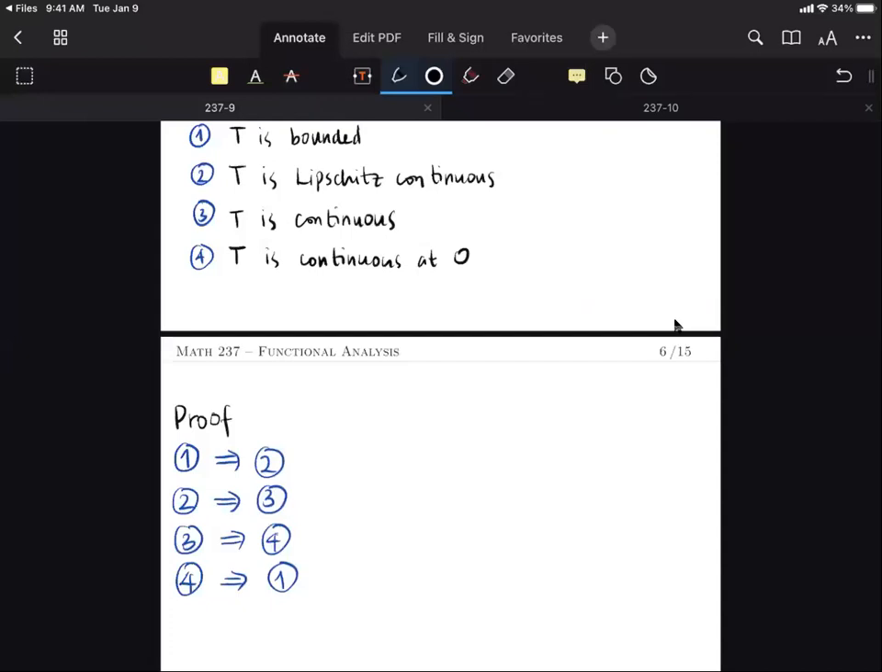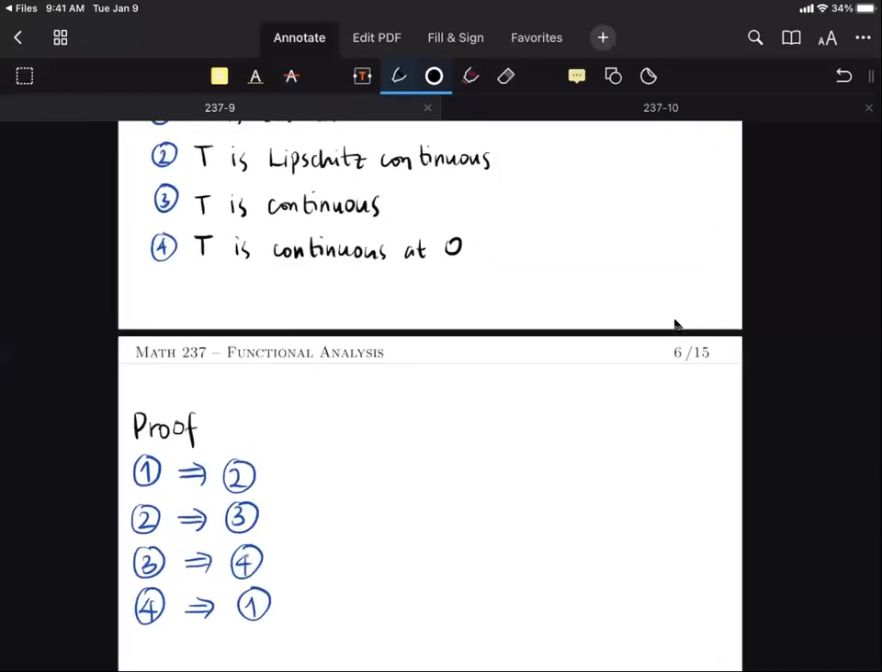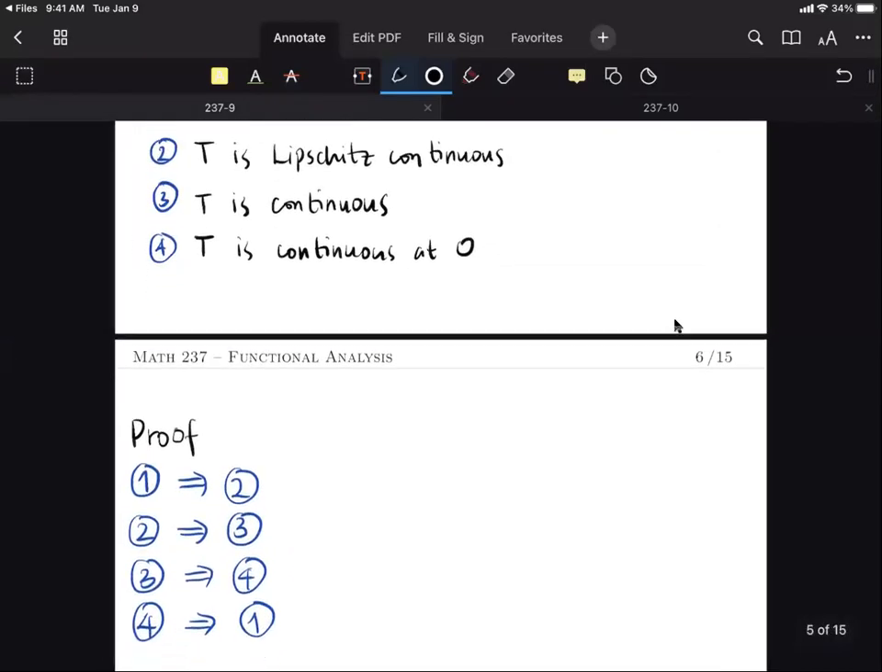Okay, 1 implies 2 follows immediately from linearity and boundedness, since you will get the following. The norm of T of x minus T of y, with the norm taken in Y, is equal, by linearity, to the norm of T of x minus y, but this is less than or equal to, according to boundedness, M times the norm of x minus y. And this is precisely Lipschitz continuity.